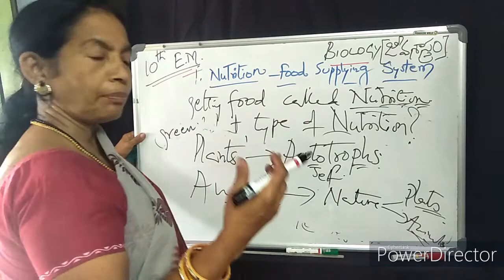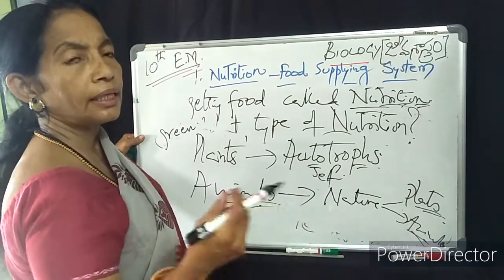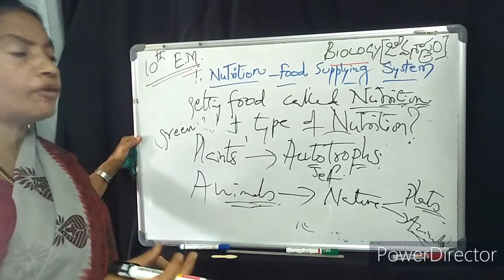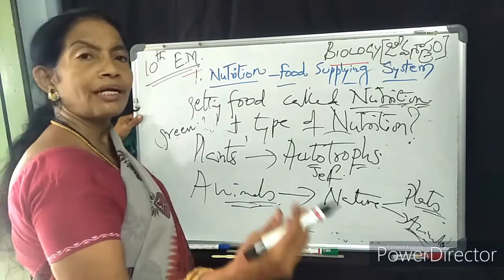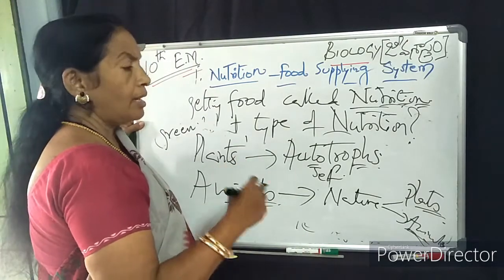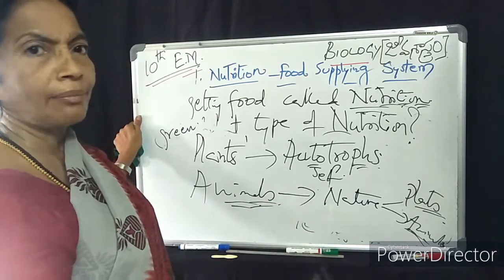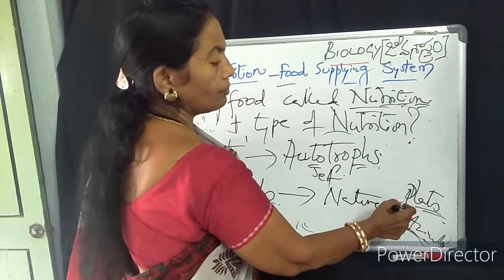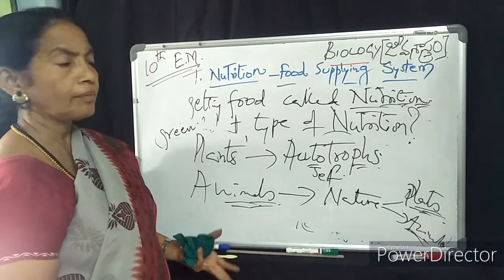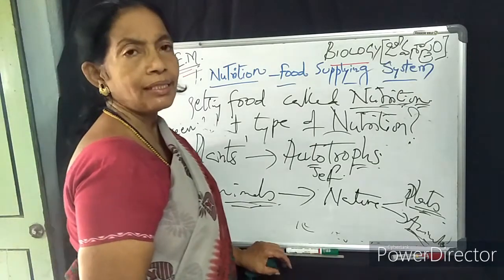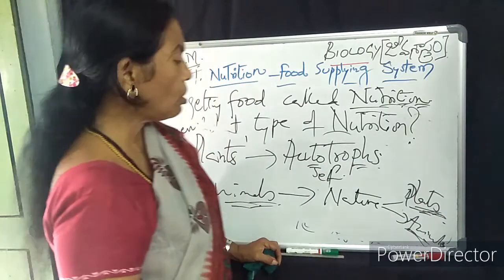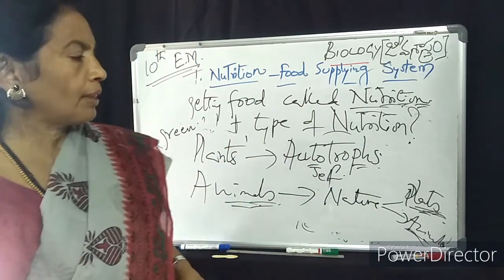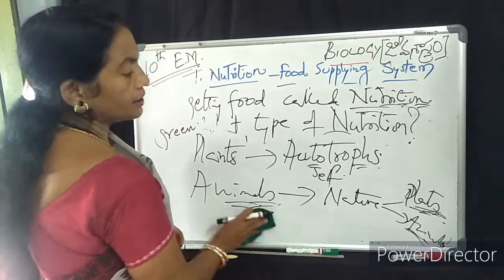Early in the morning we take tea. How do we get that tea? That tea powder comes from the plant, and milk comes from the animal, and sugar comes from the plants. Like that, in breakfast we take some idli, dosa, upma. These are mostly from the plants itself. We get dal, vegetables, and all types of oils from plants only. So animals are based on plants and animals for their nutrition.